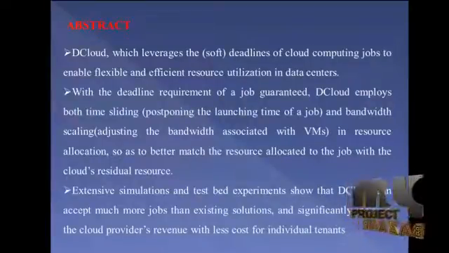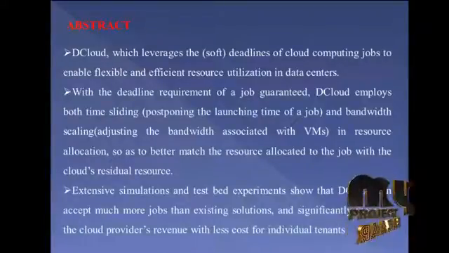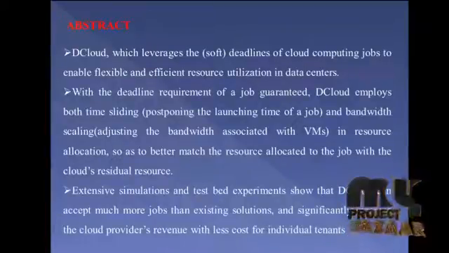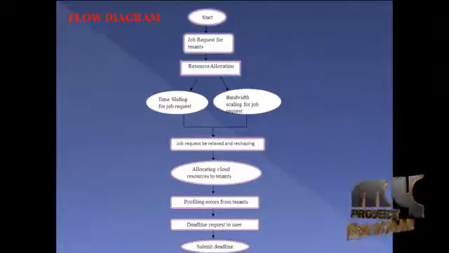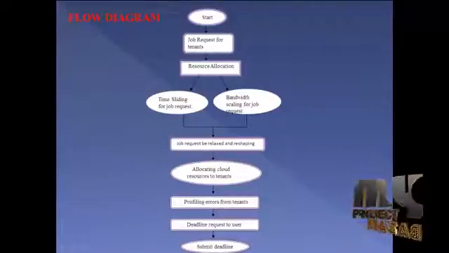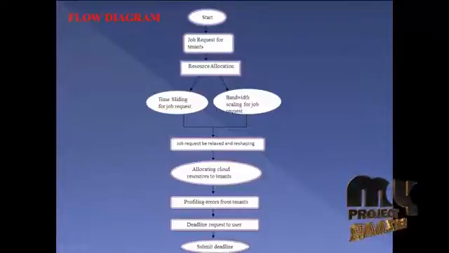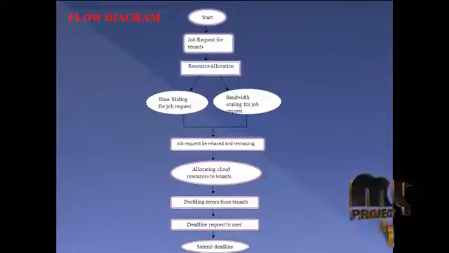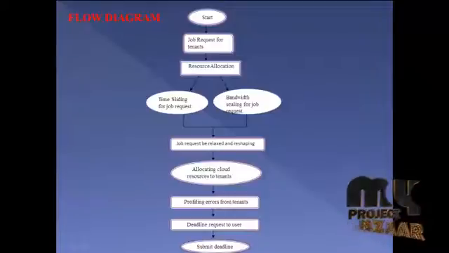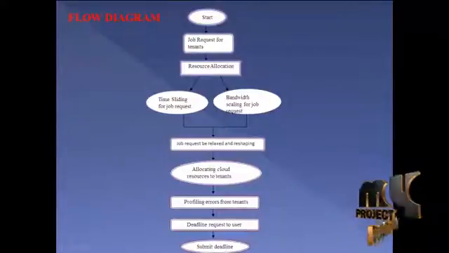Extensive simulations and test-bed experiments show that DCloud can accept many more jobs than existing solutions and significantly increase the cloud provider revenue with less cost for individual tenants. Flow of the project: let's start the process and request a job for a tenant, allocate the resources for the job, find the time sliding for the job request and also find the bandwidth scaling for the job. The job would be relaxed and reshaped for the users, allocating the cloud resources to the tenants, and compiling the error for the tenants' deadline request to the users, and submit deadline.